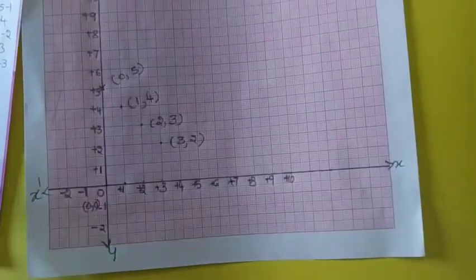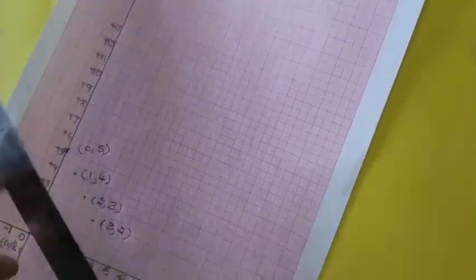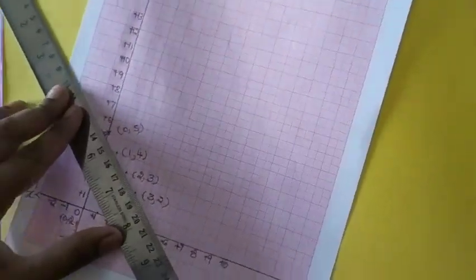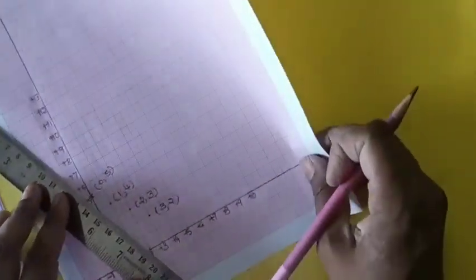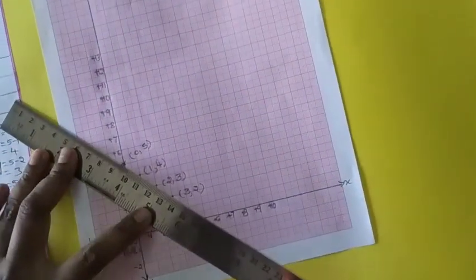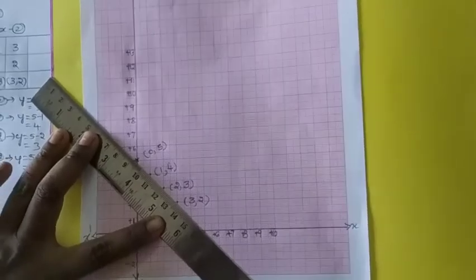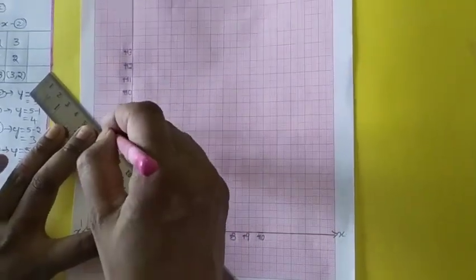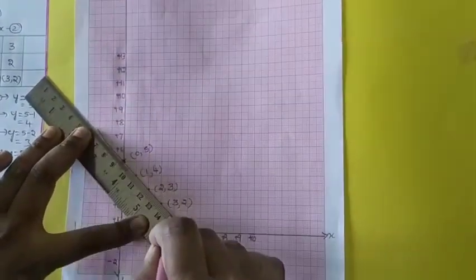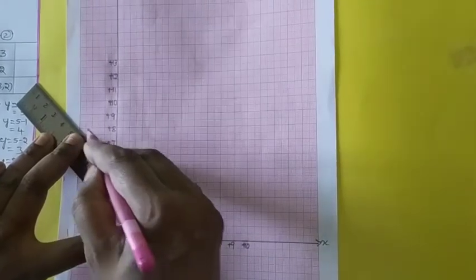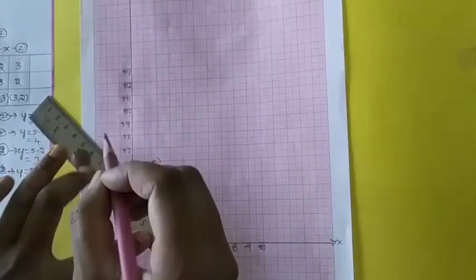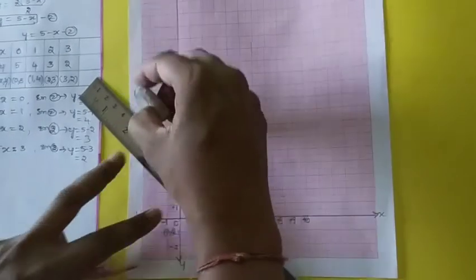We join the points. See here, your graph points are all in a straight line. All are in a straight line.